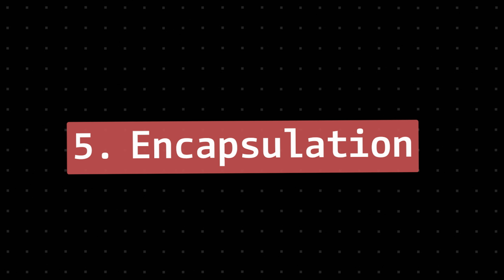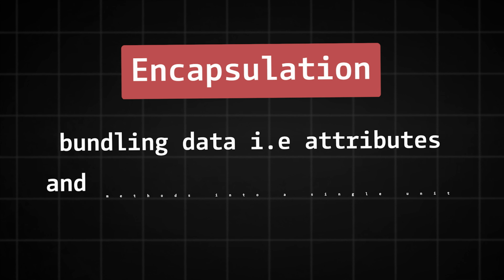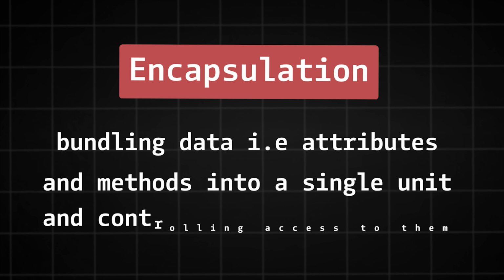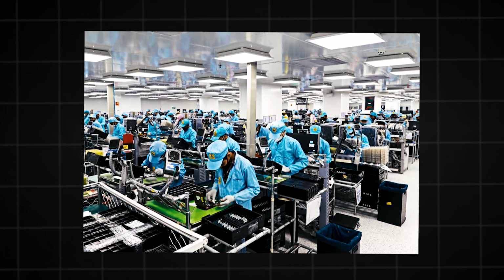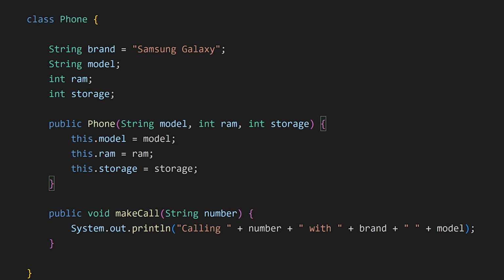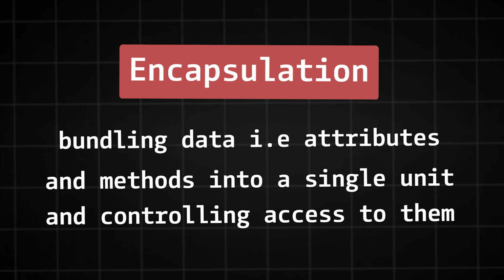Next is encapsulation, which includes bundling data, that is attributes, and methods into a single unit and controlling access to them. In a phone, different components are bundled together. Similarly, in a class, different attributes and methods are bundled together. This is the first part of encapsulation, bundling. Next is controlling access to the data items.